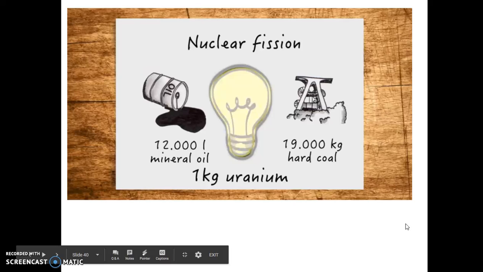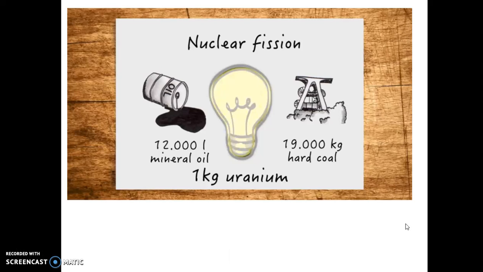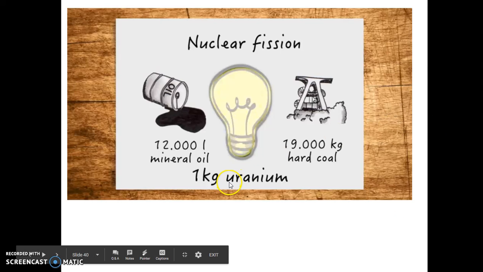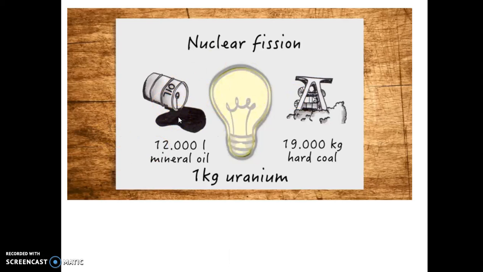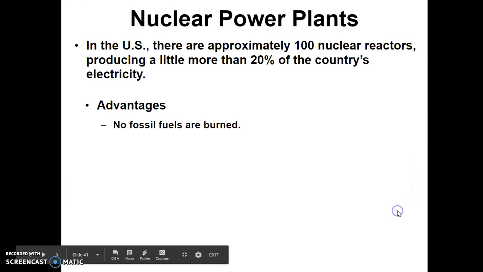Nuclear fission: in 1 kilogram of uranium, you can make the same amount of energy that 12,000 liters of mineral oil and 19,000 kilograms of hard coal can. So it's way more efficient than coal-fired power plants or using oil for energy.